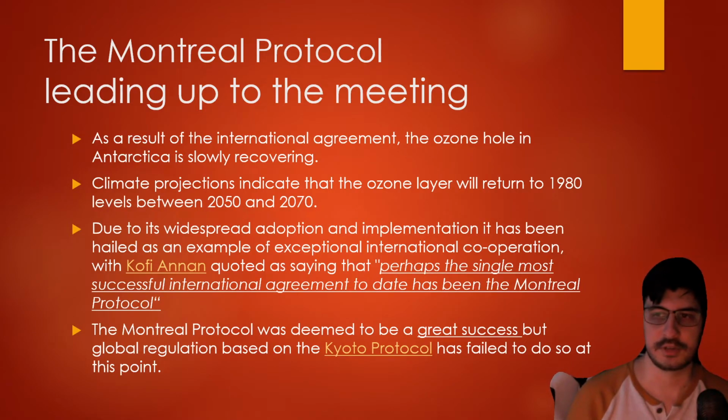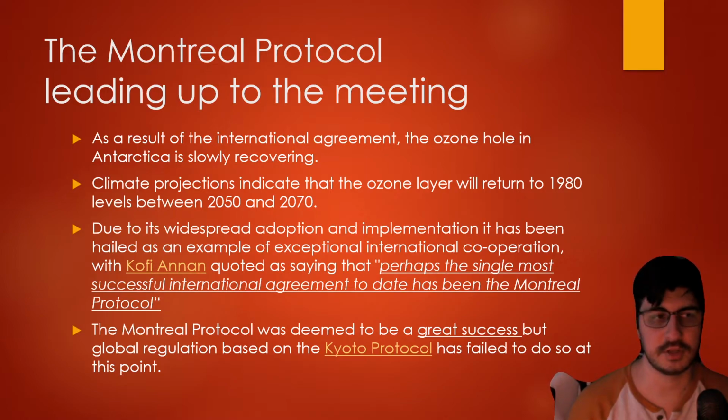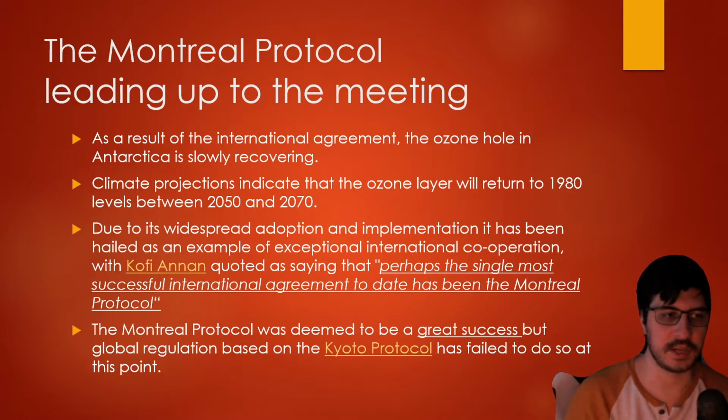As a result of the international agreement, the ozone hole in Antarctica is slowly recovering. Climate projections indicate that the ozone layer will return to 1980 levels between 2050 and 2070. This is also kind of, even though this is like a feel-good story where we are doing the right thing and the ozone is replenishing, it's showing how even temporary advancements that weren't implemented for a very long time, if you think about it, can have impacts that take like a century to recover from.